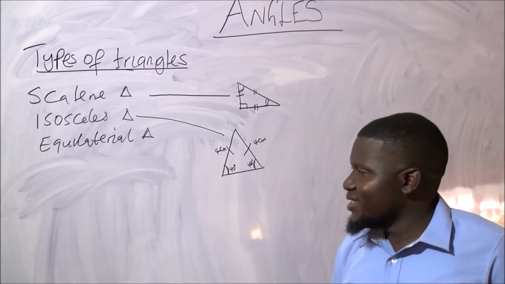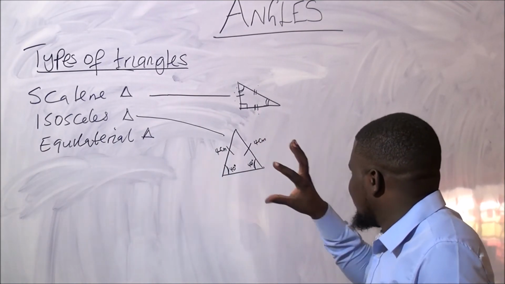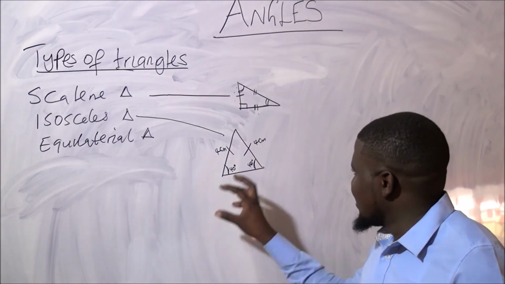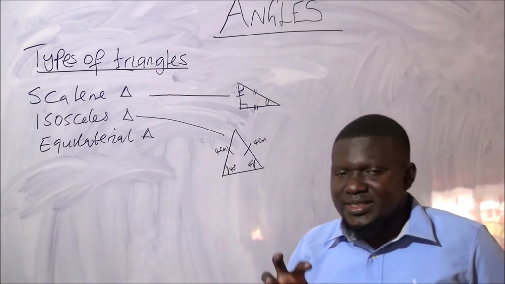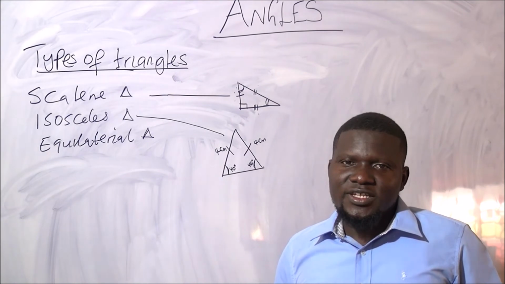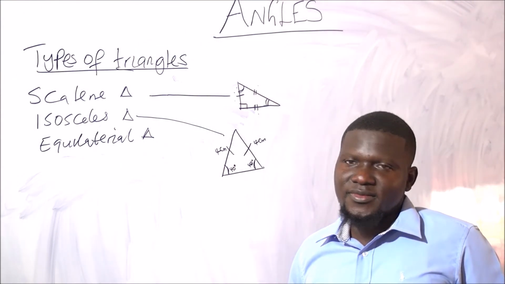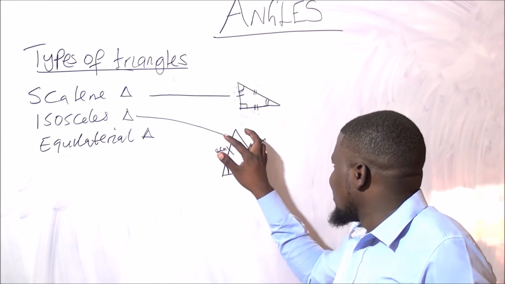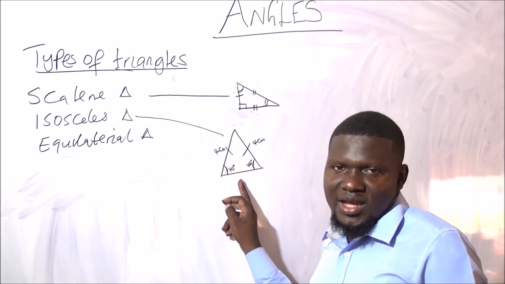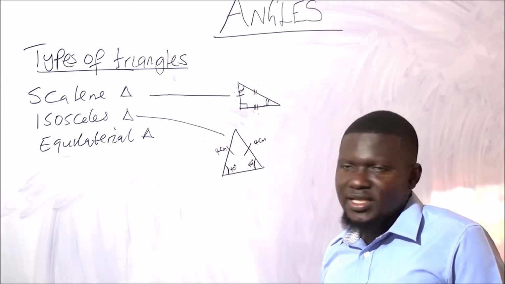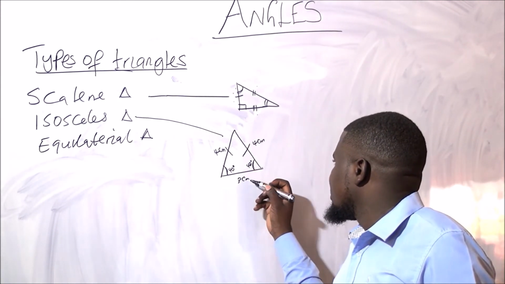But bear in mind that the truth of the matter about this shape is that the three angles inside the shape must add up to 180 degrees. The two sides are equal to each other, except the other side here is not the same. It's different. The two sides are equal to each other. This can be 3 centimeters.